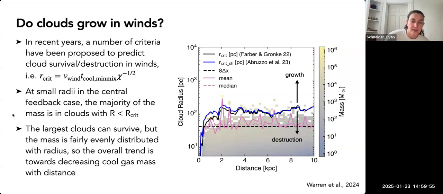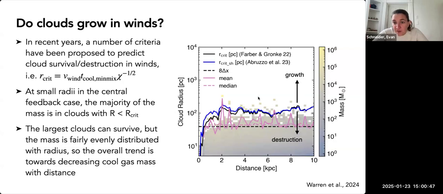And so we looked at this in these simulations by examining where our clouds fell relative to the critical size scale that some of these theoretical studies have suggested determines whether or not a cloud is going to grow or be destroyed in a wind. So this plot, which is now just for the nuclear burst, the central burst simulation, is showing a 2D histogram as a function of distance and cloud radius. So each of these bins tells you how much mass there is in clouds at that distance with that size, and then the blue and black lines are showing two of these theoretical predictions for the critical size of a cloud in order to grow.